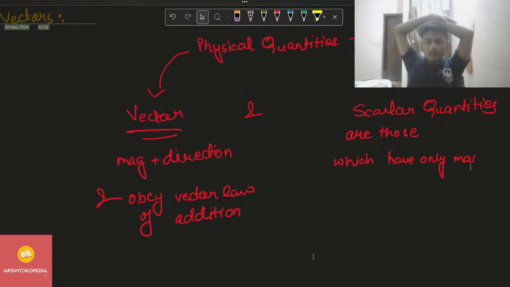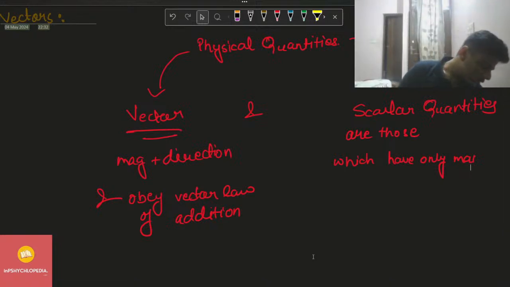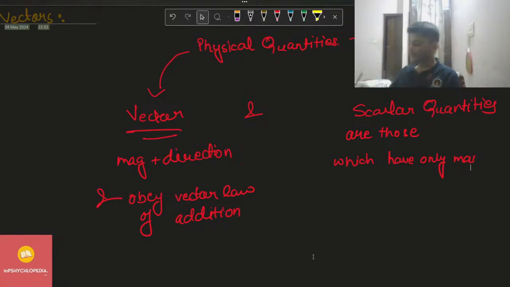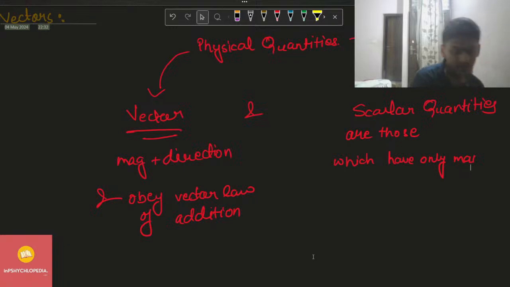So there are two types of physical quantities: vector quantities and scalar quantities. Vector quantities are those quantities which have magnitude and direction, and the most important thing is they should be added using the vector law of addition. The other type are scalar quantities, which have only magnitude, and they are just normally added and subtracted algebraically.